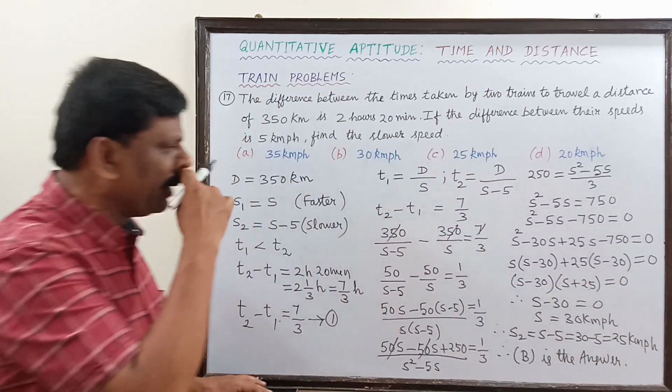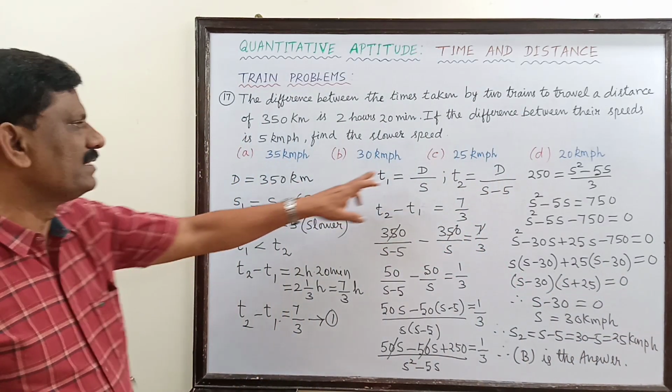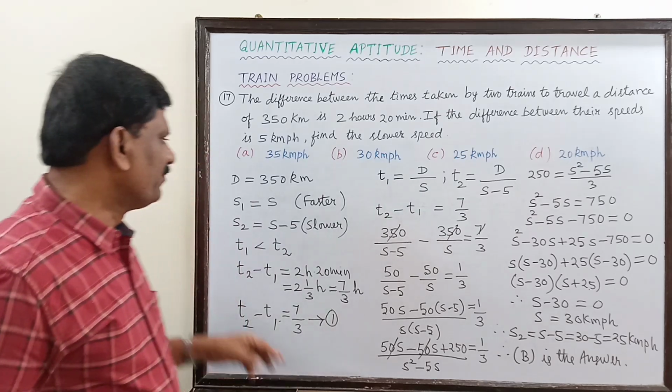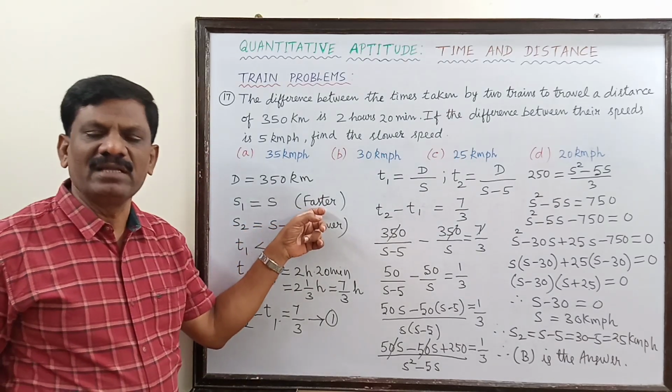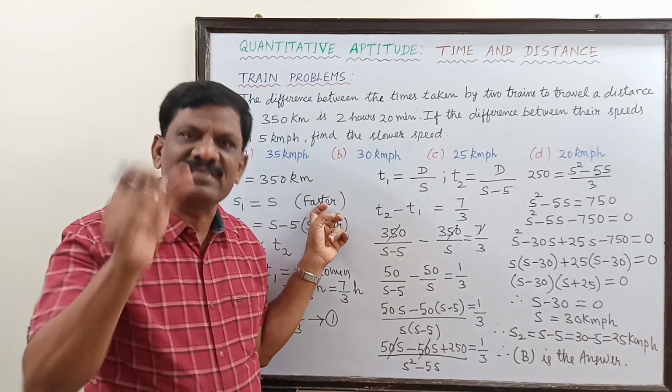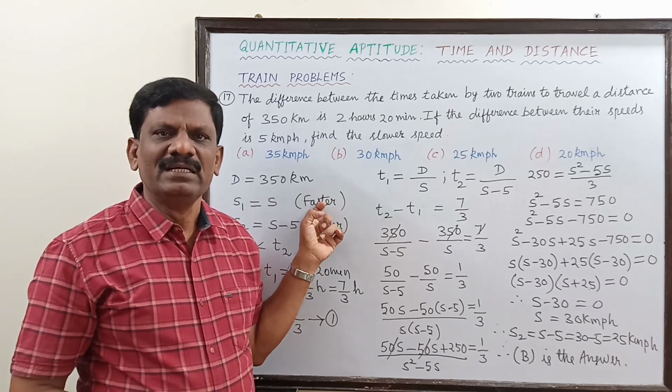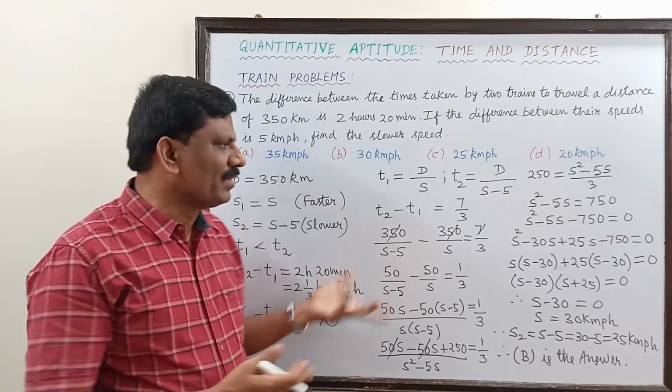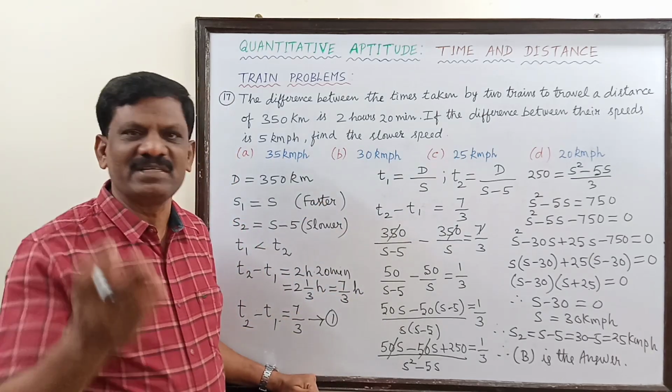So what are the points to be remembered here? Both are traveling the same distance. If one train is faster, the clue is it will take a lesser time. That you have to understand. Otherwise the problem is very easy. I hope you must have understood well. Fine.